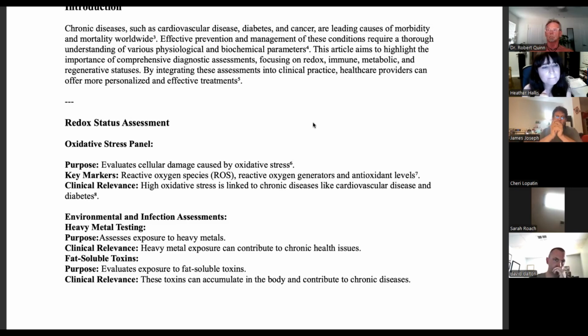So let's start with redox status assessment. What is the purpose of assessing oxidative stress? Evaluate the cellular damage caused by oxidative stress. So when I'm trying to diagnose oxidative stress related diseases, yes, you can directly measure the antioxidants, the glutathione, the ratio between reduced glutathione and oxidized glutathione, the NAD. Those are the antioxidants, and that gives you some understanding about the redox status of the patient, especially if they are decreased. But you can also measure the metabolites that result from the damage caused by oxidative stress.